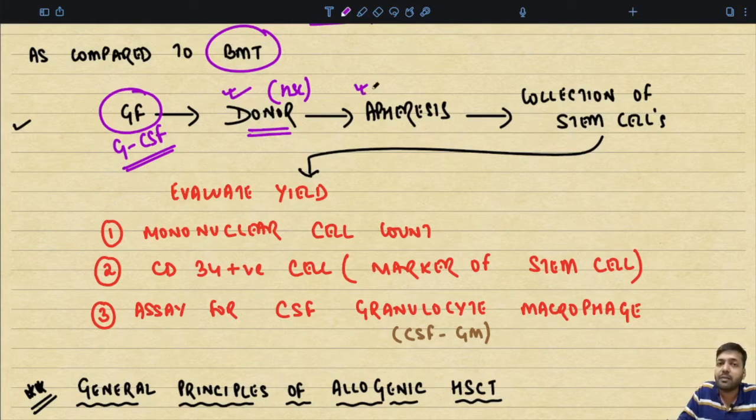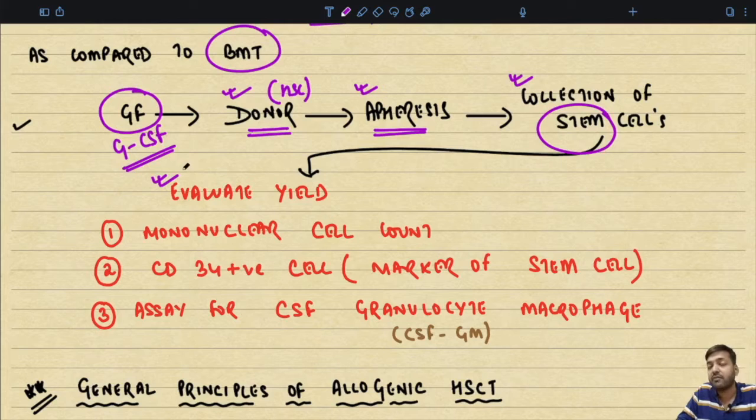Now we subject the donor to apheresis. Apheresis is a process wherein we separate certain blood components according to our requirement. Over here we want to separate the stem cells from the blood, and that is carried out with the help of apheresis. It helps us in the collection of the stem cells. Once the stem cells are collected, we evaluate the yield. How can we evaluate whether we have a good concentration of stem cells in the peripheral blood harvest? We can go for a mononuclear cell count. Then we can also check CD34 positivity of the cells.